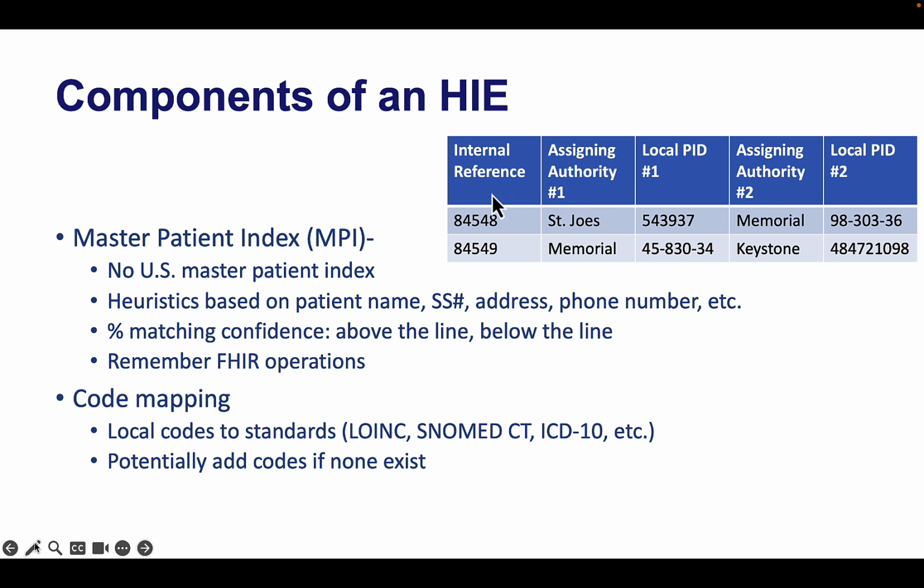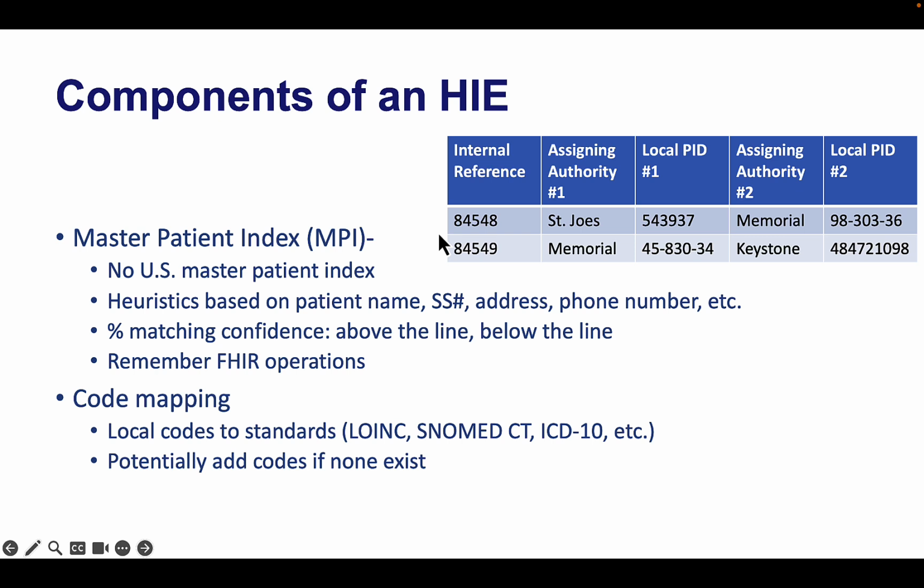So we've got a couple different healthcare systems in our HIE. One is St. Joe's, the other is Memorial, and another is Keystone. So this internal reference will identify this patient identifier at St. Joe's and this patient identifier at Memorial. For a different person or a different internal reference, so this is the second person listed in our HIE, they've been seen at Memorial using this patient ID and at Keystone using this patient identifier. And this table could have many, many more columns in it.